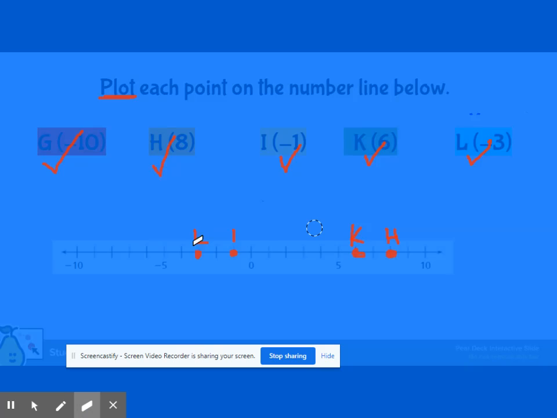Okay, now I have no idea why my screen is blue. If my computer dies, I am so sorry. I feel like I've had all the technology issues this morning.